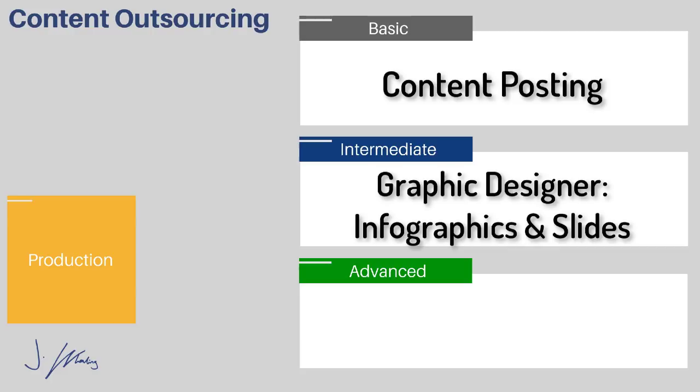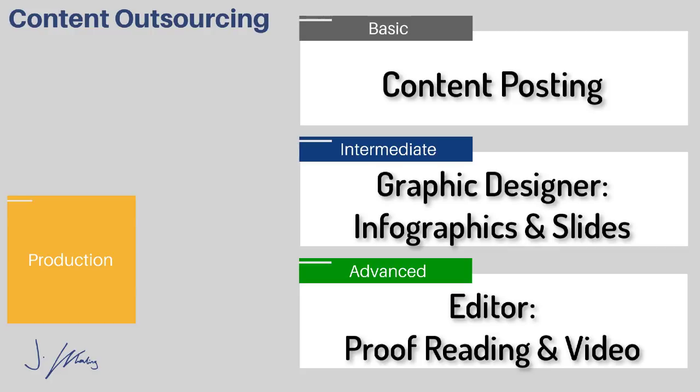And then finally, we have editors. So if you're doing video, this will be finding someone to actually edit your video. So all you have to do is record, and then you give them the files and the content outline. You say, okay, make this look nice and pretty. If you're doing a blog post, this will be someone who goes and proofreads. And if you want to get really advanced, you'll find someone with magazine writing experience.